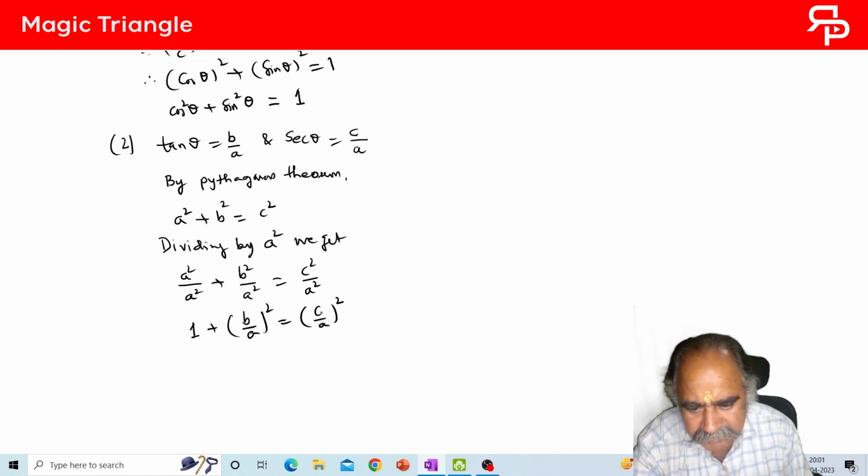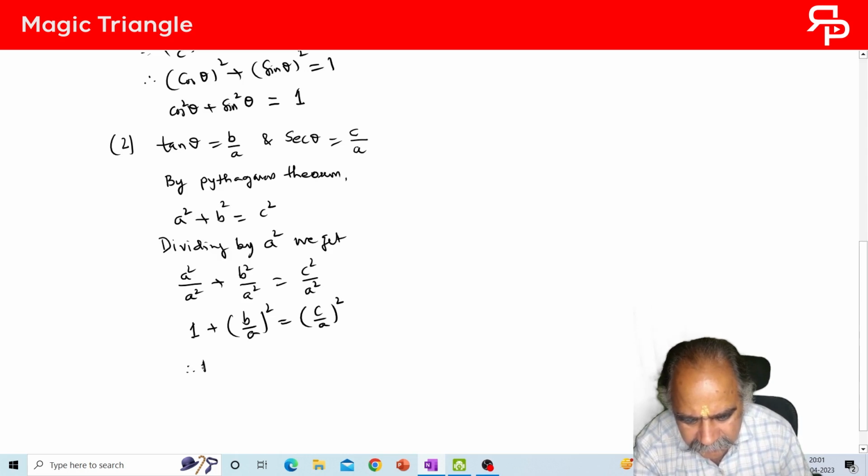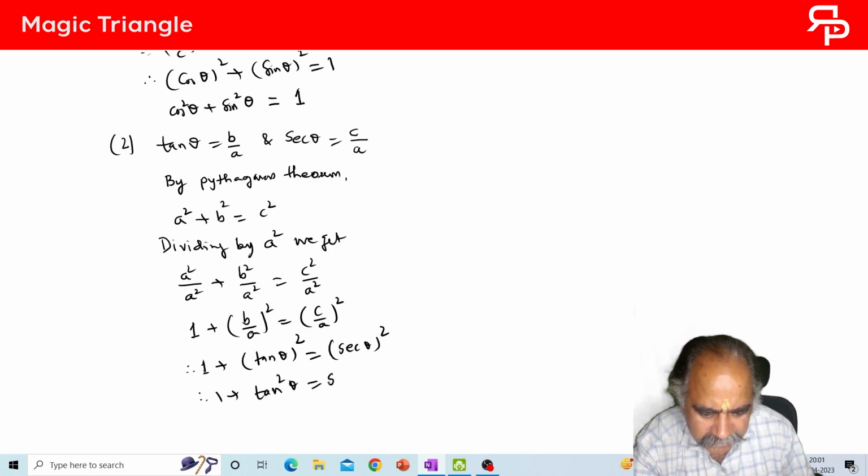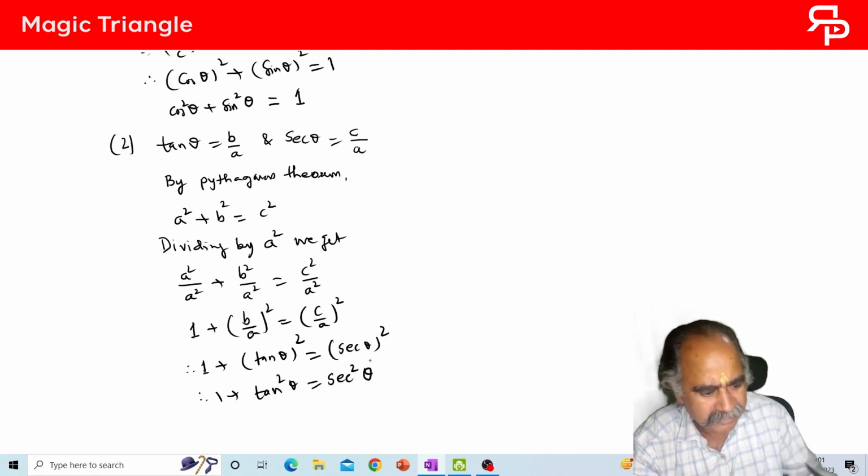And you can see B by A is tan theta. Therefore 1 plus tan theta the whole square is equal to C by A, which is sec theta, the whole square. So 1 plus tan square theta is equal to sec square theta. This is the second very important trigonometric identity which is coming from this right angle triangle. Let me shift the page.